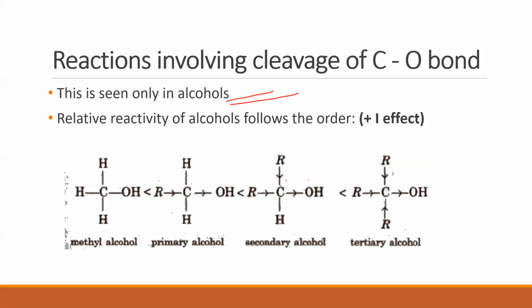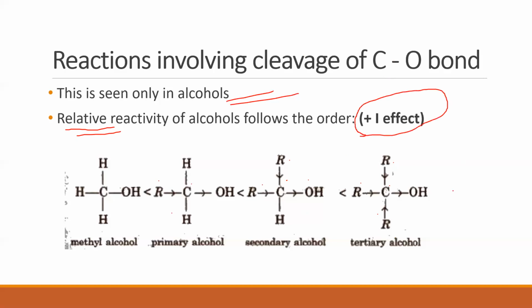OH is attached to a carbon, which is in turn attached to two more carbon atoms. Now, this alcohol is less reactive than a tertiary alcohol. Now, who is a tertiary alcohol? OH is attached to a carbon, which is in turn attached to three more carbon atoms, which means the more the number of R groups attached to the carbon having the OH, the greater is the reactivity towards breakage of the CO bond. Now, why is that so?